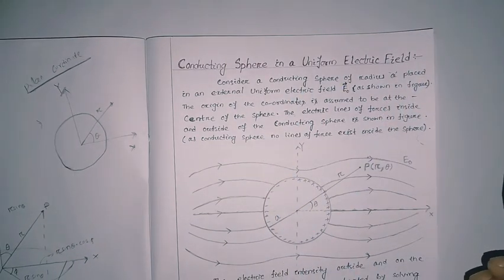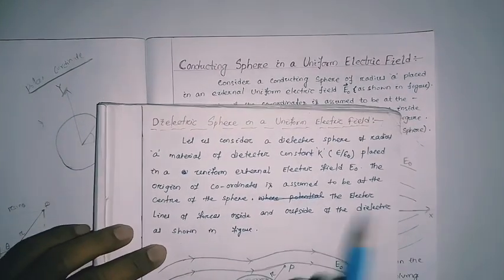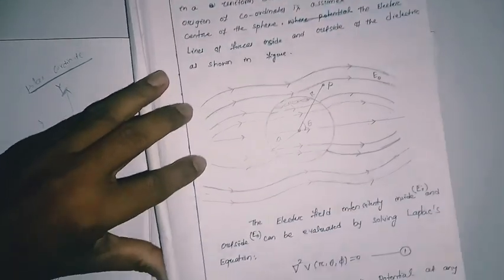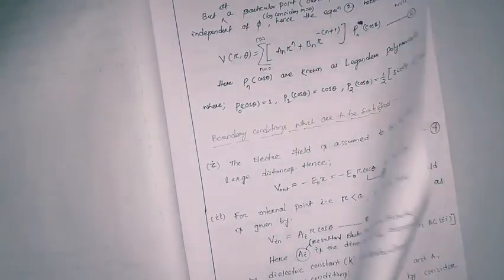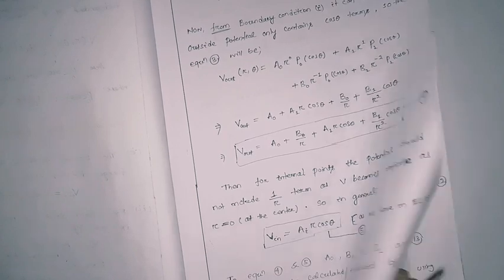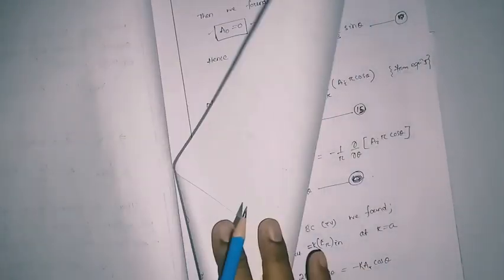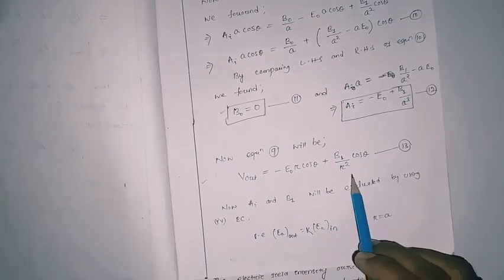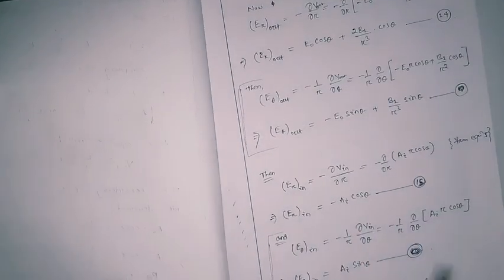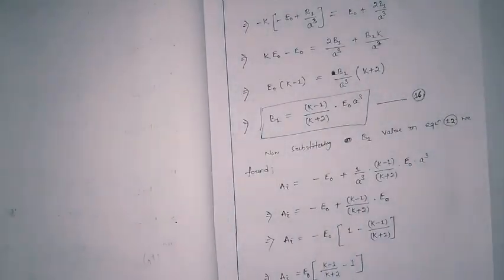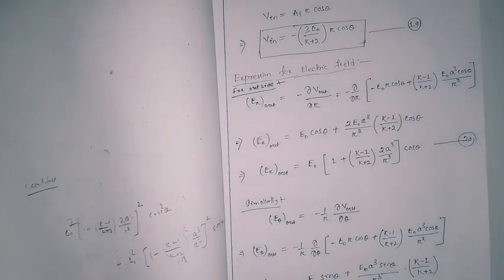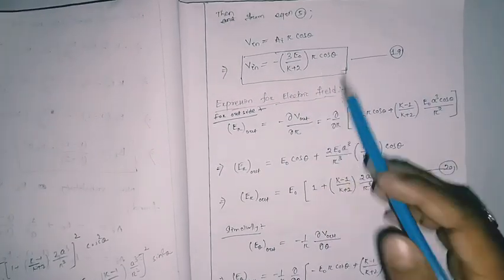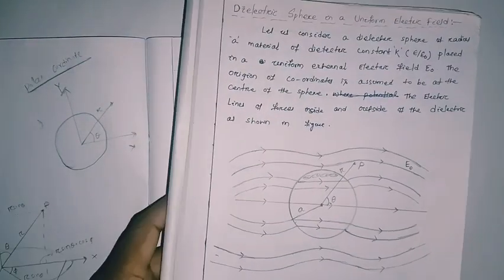In our previous video or lecture, we discussed in detail a dielectric sphere in a uniform electric field. We found the potential outside the dielectric sphere is this one, and the corresponding electric field intensity we also derived. Inside, the potential of the dielectric sphere is this one, and the corresponding electric field we derived in detail.